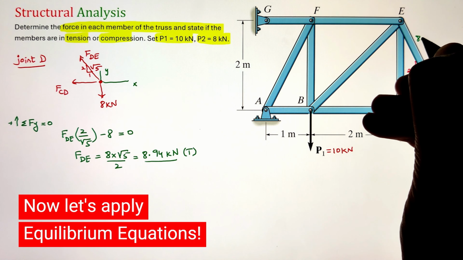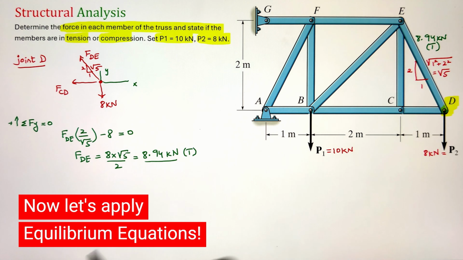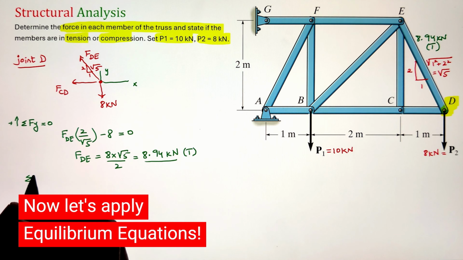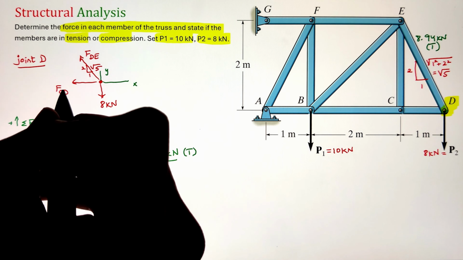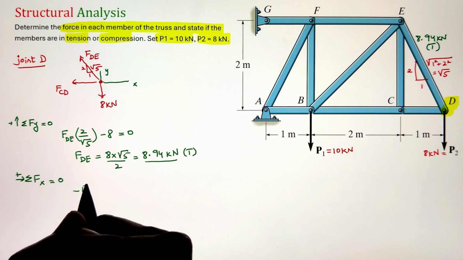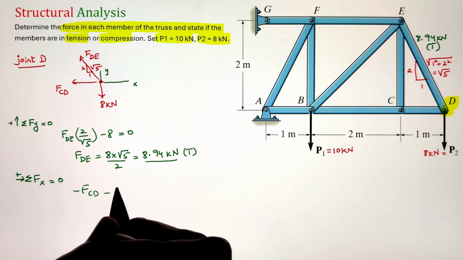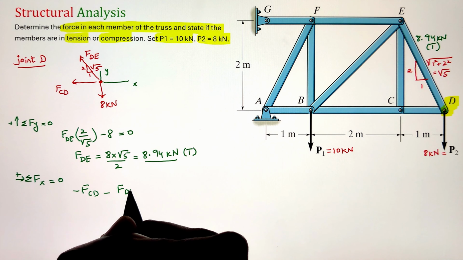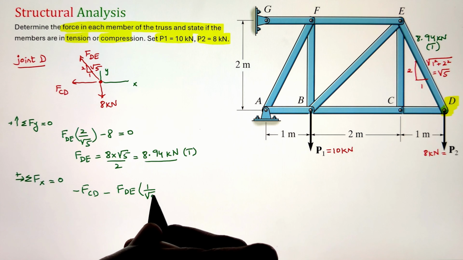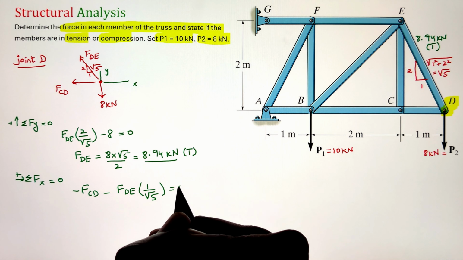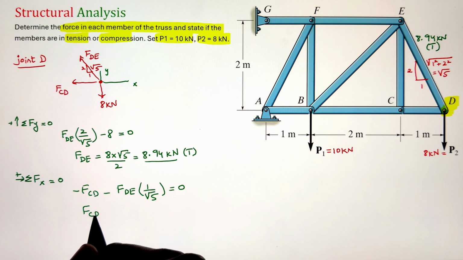Next, let's apply our summation of forces along the x direction equals 0, taking forces pointing towards the right as positive. So to start, our FCD is going towards the left, that's why it is taken as negative. Next, I have a component of force FDE going towards the left as well, so that will be 8.94 times 1 over root 5. Here the value of FCD is coming as negative 4 kilonewtons.